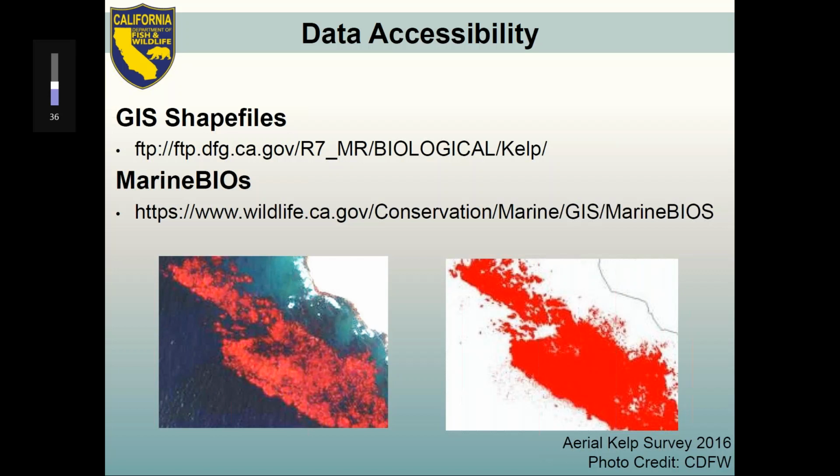The data are available by year, and they contain the metadata, which details how and when the surveys were performed, if there were any areas that were missed during the survey, and other relevant information. So all the data are surface canopy. However, beginning in 2008, some of the data also includes subsurface kelp as a separate classification scheme. Next slide.